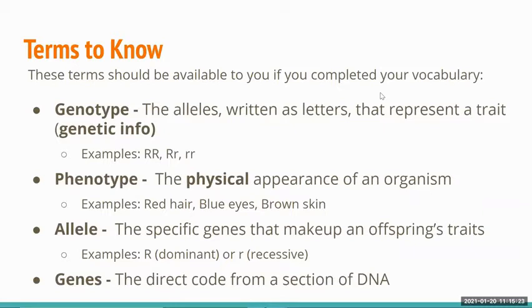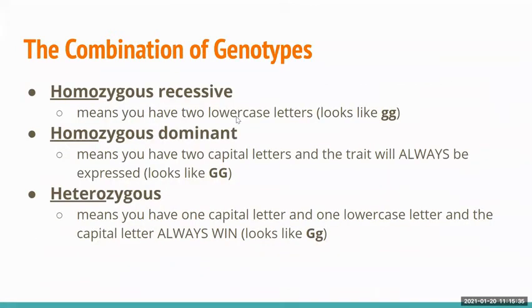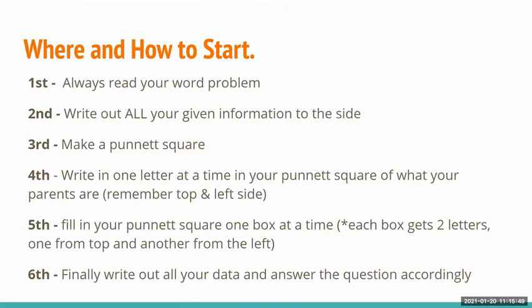In case you forget what a genotype or a phenotype is, you can see what they are here and also some examples. Same for the types of genotypes, the different combinations. So when I say homozygous recessive, homozygous dominant, and heterozygous, do you know what I mean? So make sure that you're comfortable with these terms because we'll use them a lot.